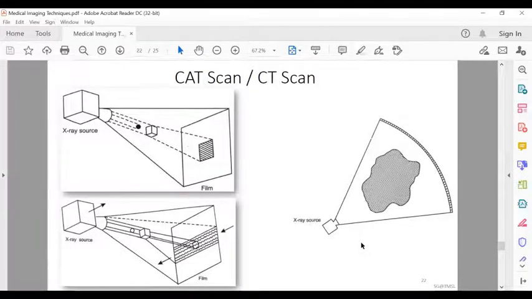Next, the CAT scan or CT scan. As you have heard about that, all of you have heard this. That is the computerized axial tomography, or it is called the computed tomography scanning, which combines the X-ray imaging with computer technique. So CAT, the computerized axial tomography, permits the visualization of internal organs with greater clarity.